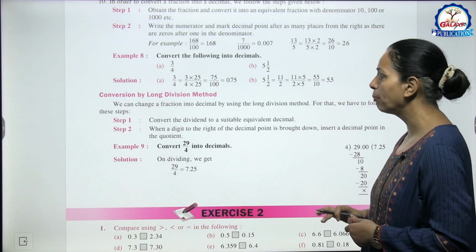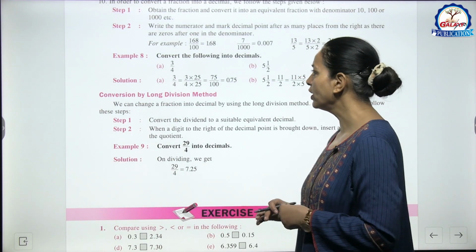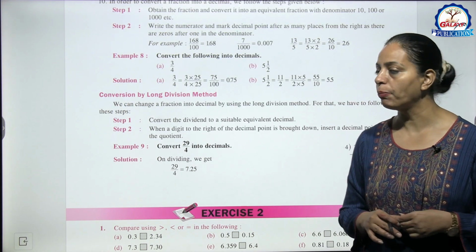Now come to example 8. Convert the following into decimals. A part 3 upon 4.